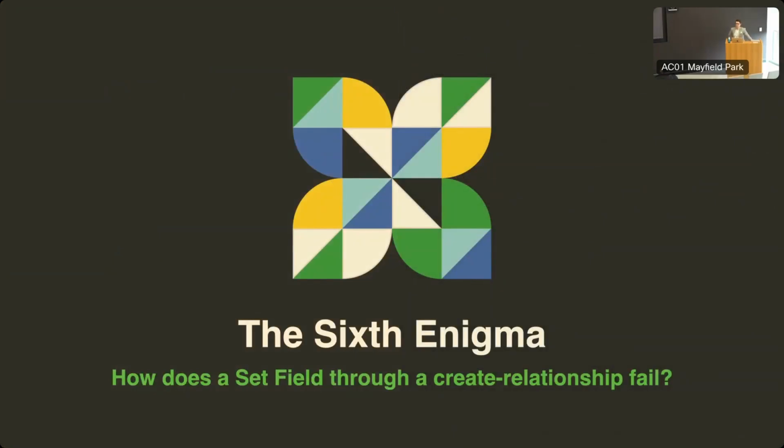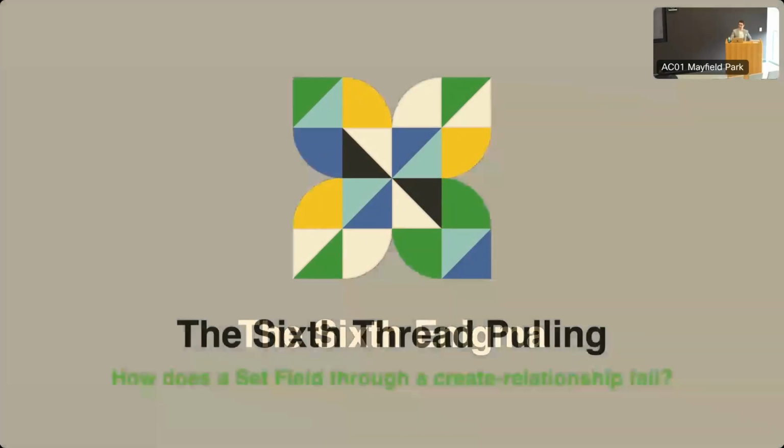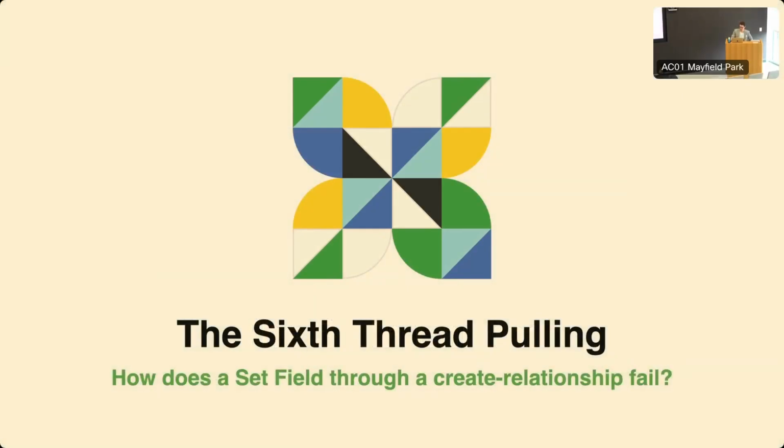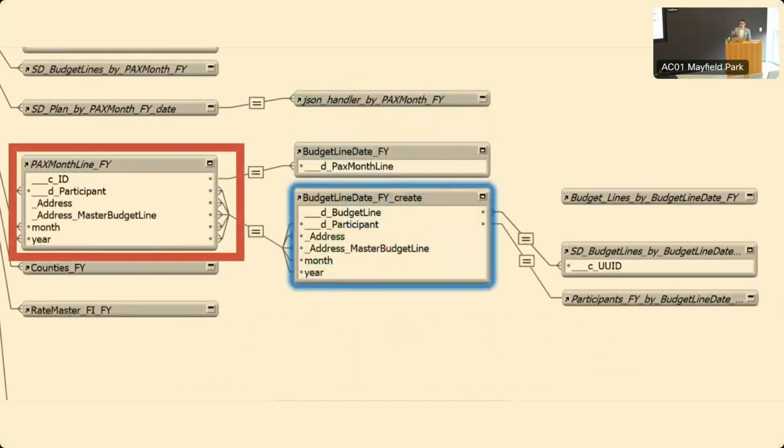Now, that takes us to our next question. How does a set field through a create relationship fail? Because again, that shouldn't fail. So as a reminder, here's our relationship from the context of budget line date FY create in the middle, setting a field to PAX month line in red over on the left.